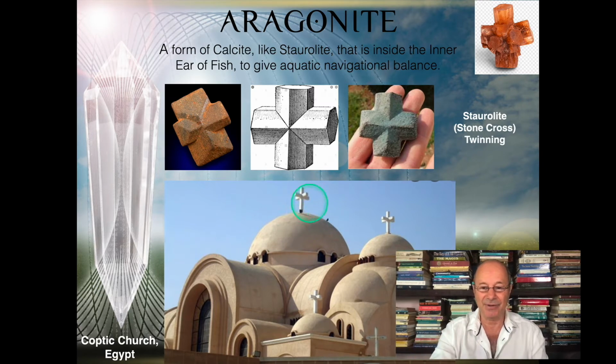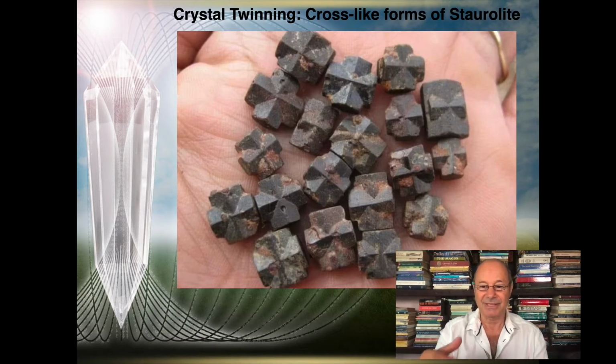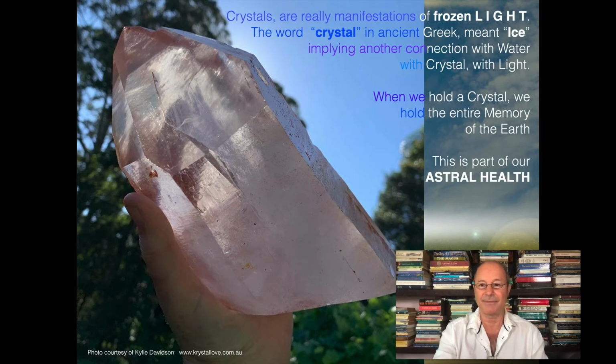And you can see here on this church in Egypt, they have the Coptic cross. So that's the 3-dimensional cross of aragonite. It's interesting that the sacred geometry in our body is reflected also in the outer world. So here's a cluster of staurolites, which again is this fascination. How do crystals even grow and form these amazing cross-like shapes?